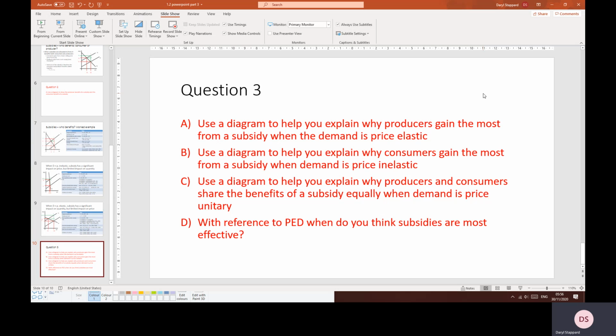Now, I've not shown you that diagram, but you should be able to work it out. When you work out the incidence of subsidy, if demand is price unitary, well, the subsidy should be 50% towards the consumers and 50% towards the producers. And then finally, D, with reference to PED, when do you think subsidies are the most effective? Well, for that one, you're going to be thinking about what is the purpose of a subsidy. And if we're thinking about what the purpose is, when will we achieve that purpose the most? So when will subsidies be the most effective?